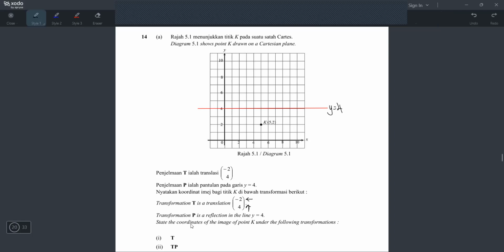Okay, and then state the coordinates of the image of point K. This is very important. State image of K. It means K is the object, because they say image of K means K is the object. So object means you must start from K. Always start from the object, go to the image. So start from K, so K is (5, 2).